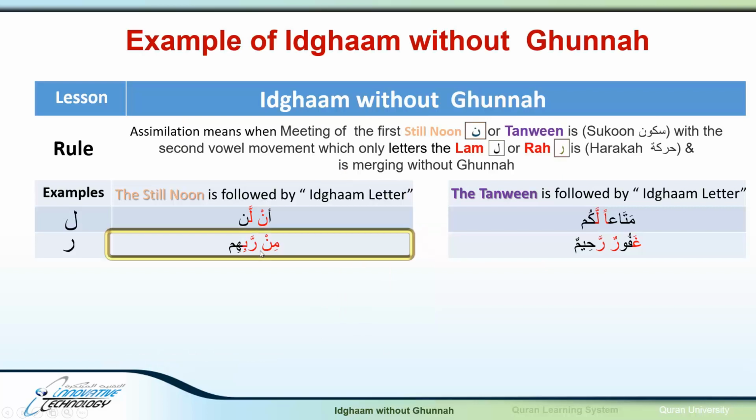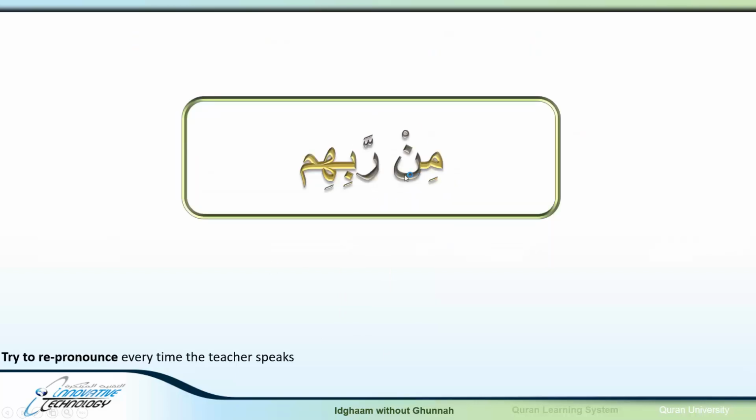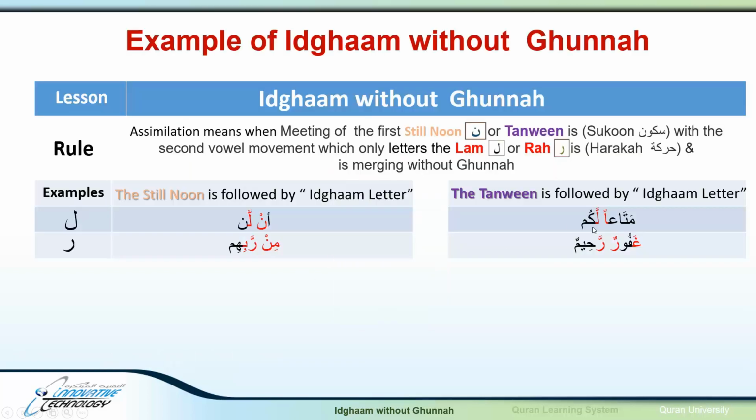Second example, min rabbihim. Same example we used before. Noon Sakinah followed by a ra with fatha, merged together, min rabbihim. So pronounced as min rabbihim, but still written as a noon and a ra. But we pronounce it as if there is no noon. Min rabbihim.